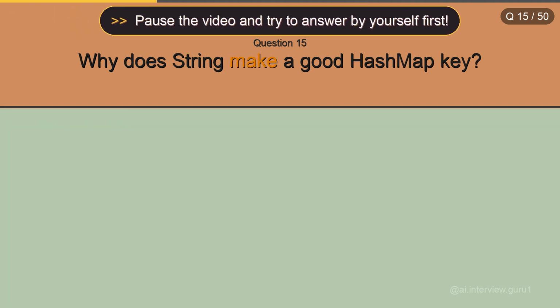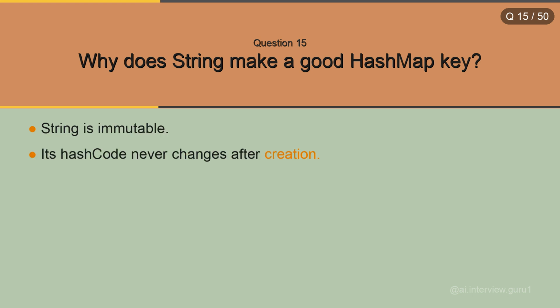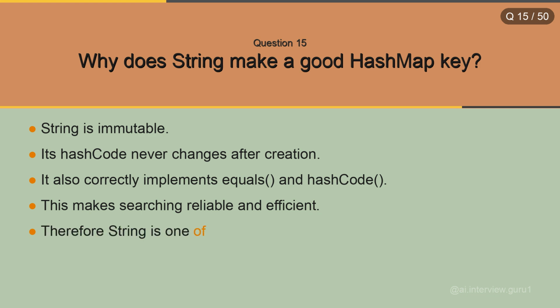Why does string make a good HashMap key? String is immutable. Its hash code never changes after creation. It also correctly implements equals and hash code. This makes searching reliable and efficient. Therefore, string is one of the best choices for HashMap keys.